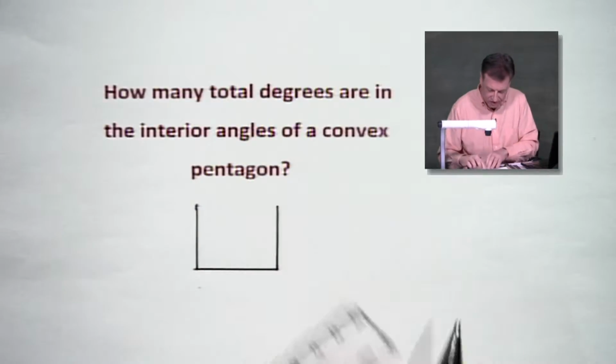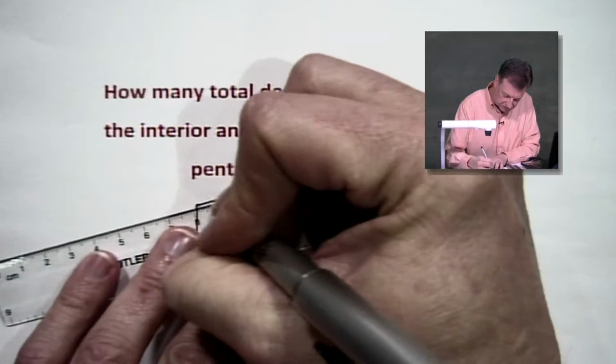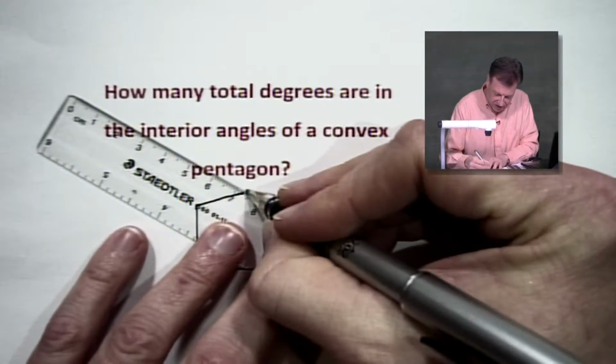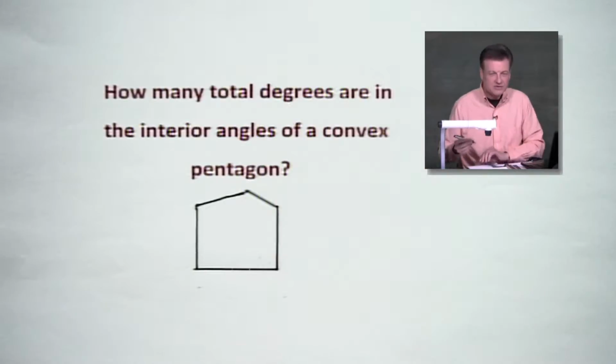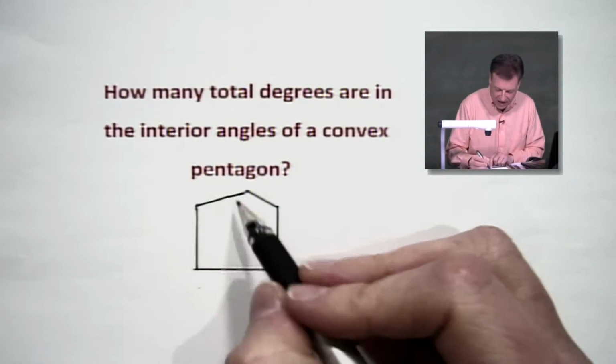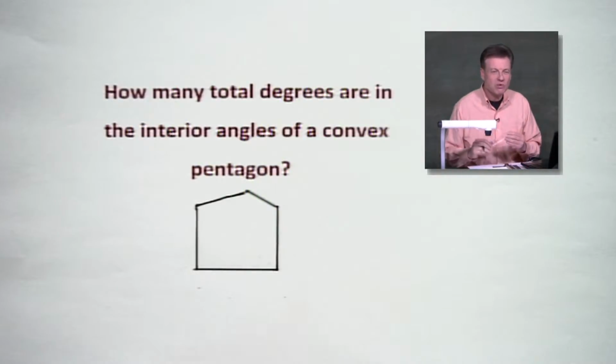There we go, a little further up. And let's bring it across, about right here. And we'll bring that up there. It's not a perfect home plate, but you get the idea. So, pentagon, there we are. Convex simply means all the angles inside are going to be between 0 and 180.